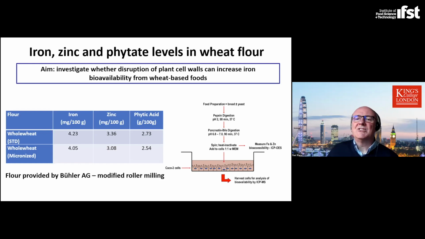We can also add some of that digest to a human intestinal cell line, and we can measure how much iron and zinc is taken up from those food digests by these cells. And this is our readout of bioavailability, how much of the mineral has been taken up by this cell line. And we measure that using ICP mass spectrometry.